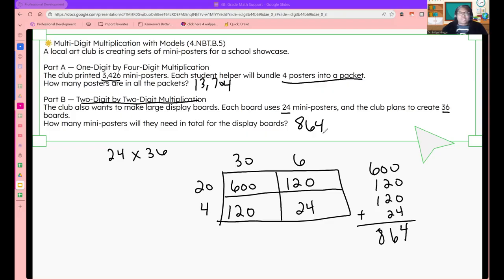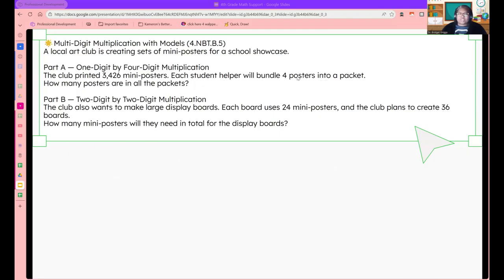So I hope that breaking it down to expanded form and then also looking at area models with multiplying 1-digit by 4-digit numbers as well as 2-digit by 2-digit numbers was helpful. But if you have any other questions or just feel the need to have another type of concept explained, feel free to let me know.